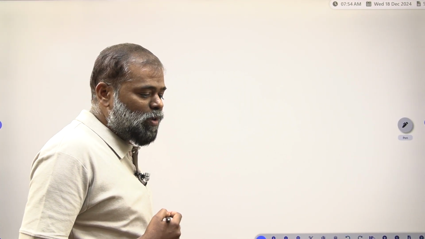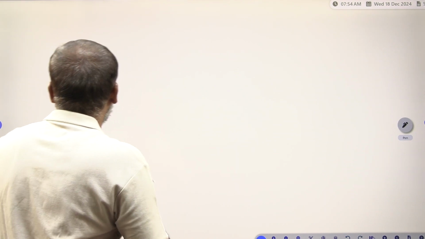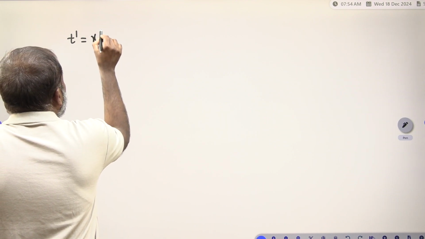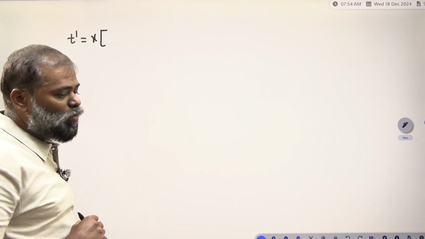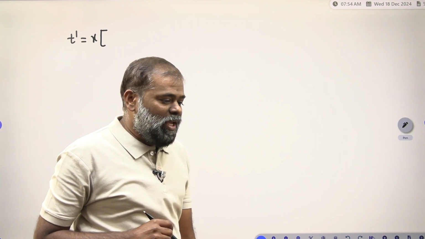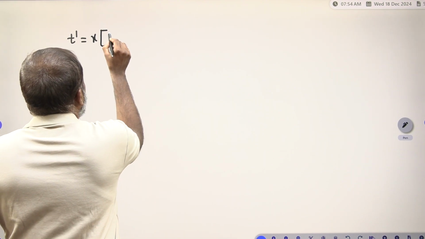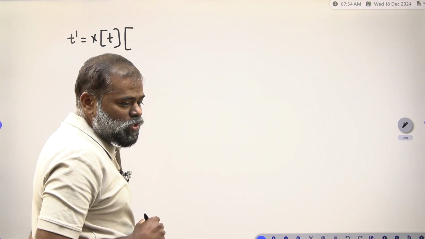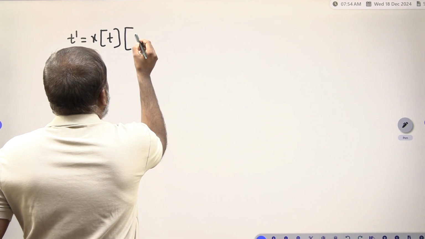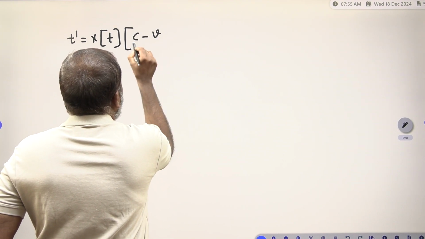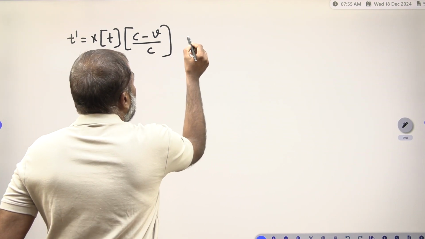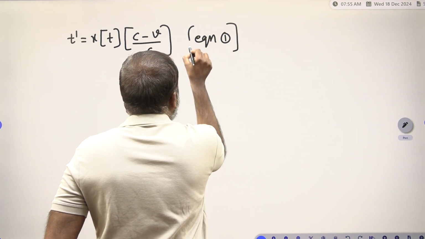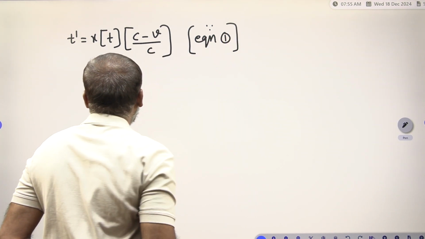According to equation number 1, t dash is equal to gamma into, from equation number 1, gamma into t into (c minus v) divided by c. This is equation number 1, and I have to take this from equation number 1.